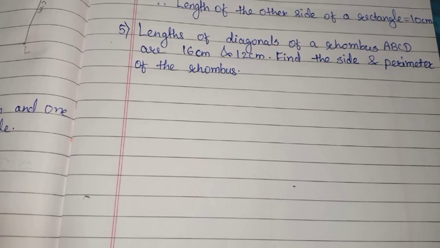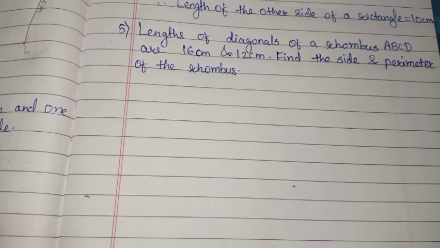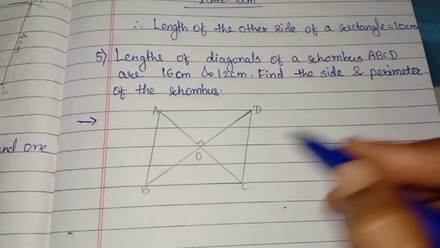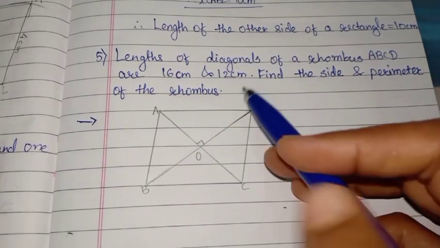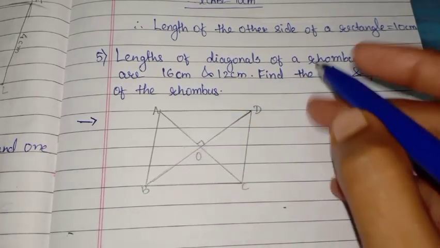Now we'll start with question number 5. Lengths of diagonals of a rhombus ABCD are 16 centimeters and 12 centimeters. Find the side and perimeter of the rhombus. Children, like fourth question, in this question also we have to draw rough sketch first, rough figure first. See children, suppose this is given rhombus ABCD.